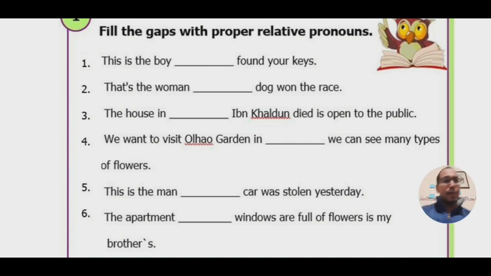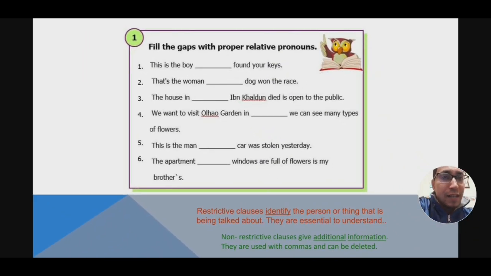Right. Assuming you paused the video and you took a few seconds and you've answered it, let's get the answers. So what did you do in number 1? I expect you to have done who, of course. This is the boy who found your keys. Why? First, because we have the verb after, and who acts as a subject. Next, that's the woman whose dog won the race. Why? Because we're talking about ownership or possession, which means this dog belongs to this woman. Safi?